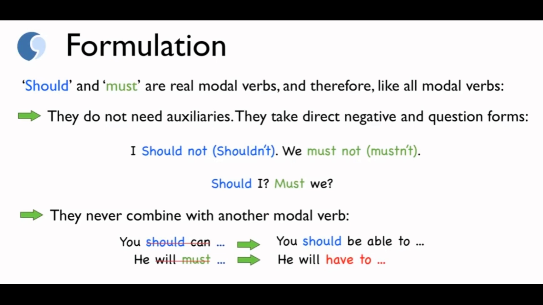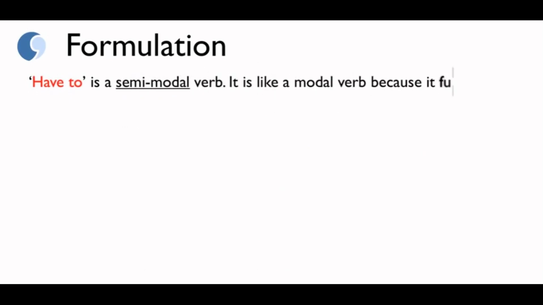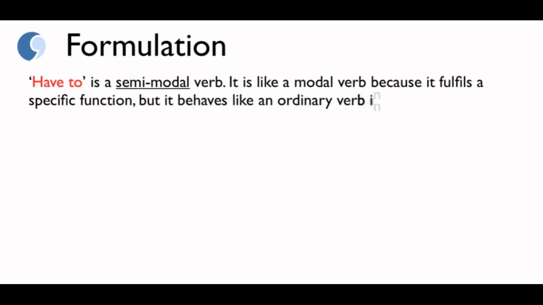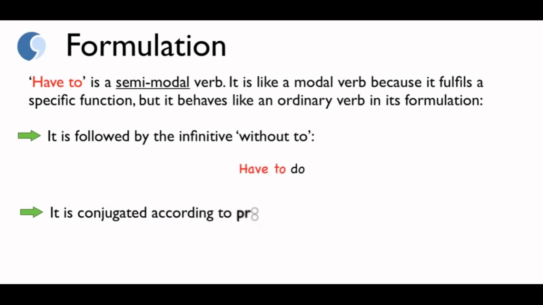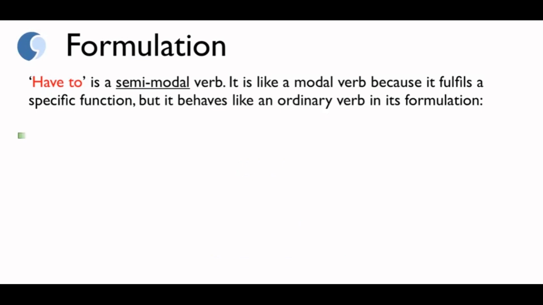Have to is a semi-modal verb. It is like a modal verb because it fulfills a specific function, but it behaves like an ordinary verb in its formulation. It is followed by the infinitive without to, means with base form, have to do. But it is not the same for all the pronouns. It is conjugated according to the pronouns. So you have to say I have to, he has to, she has to, etc.